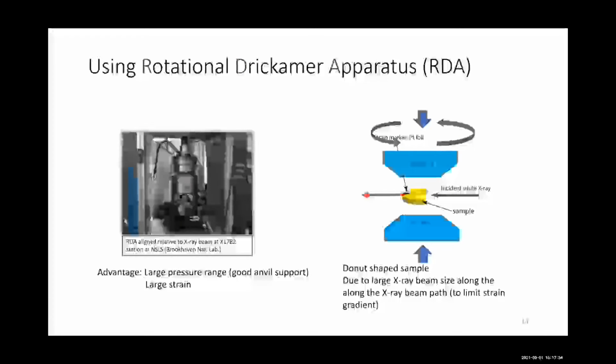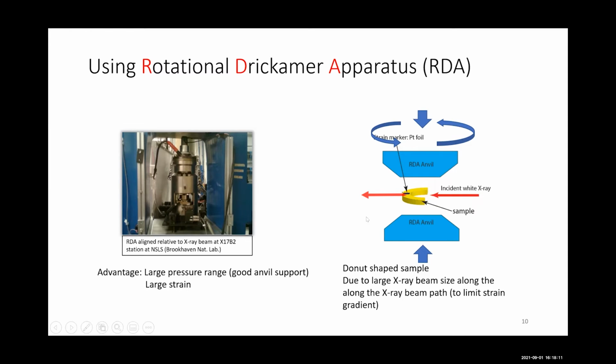The RDA is represented here. It's a picture of the RDA at the beamline. It's a portable device that allows high pressure, very high pressure actually, deformation to be carried out. Essentially, it allows a large range of pressure depending on the cell assembly you're using. It has a large pressure range because of really good support of the anvils. And it's a rotational Drickamer apparatus. So essentially the strain is achieved by the rotation of the top anvil and could essentially be infinite.